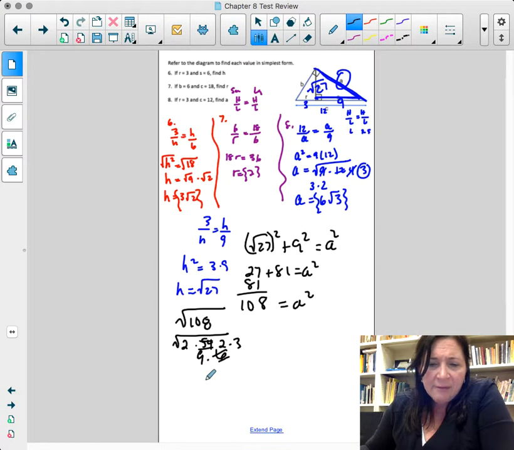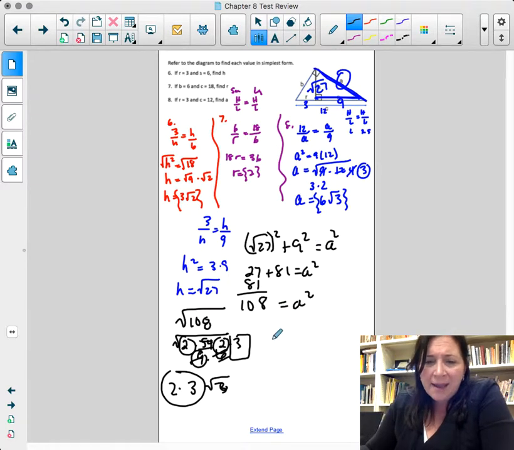So what I have is square root of 9, which is 3. That comes out. 2 times 2 is 4. Square root of 4 is 2. That comes out. And I'm left with this 3. So I have 6 root 3. 2 times 3 is 6 root 3. So I have that also.